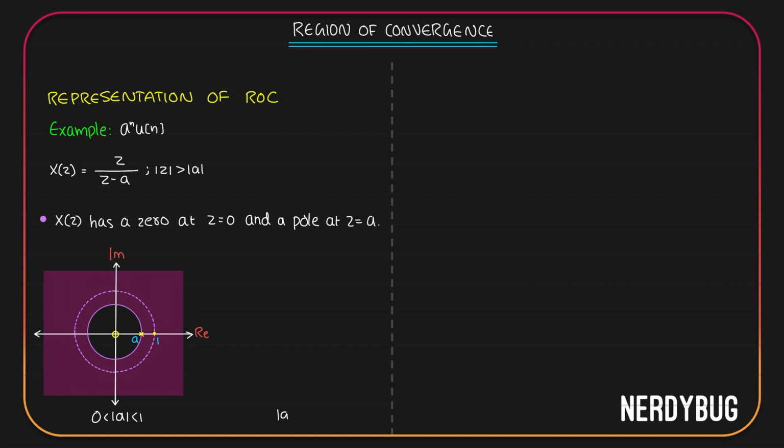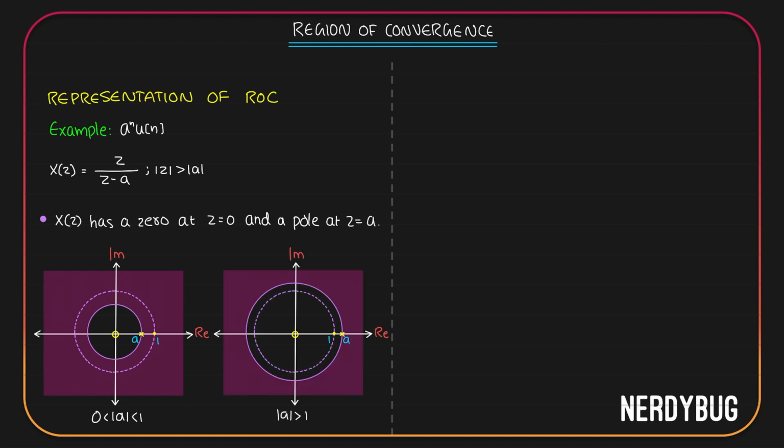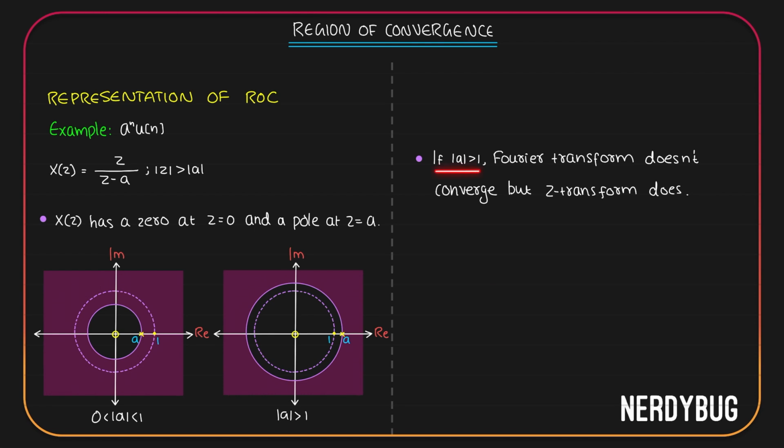Now, if we consider magnitude of a is greater than 1, the ROC is going to look like this. In the first case, since a is less than 1, the unit circle is included in the ROC. In the second case, since a is greater than 1, the unit circle is not included in the ROC. So in the second case, since the unit circle is not included, its Fourier transform is not going to converge. That is, if magnitude of a is greater than 1, the Fourier transform does not converge, but the Z transform does.